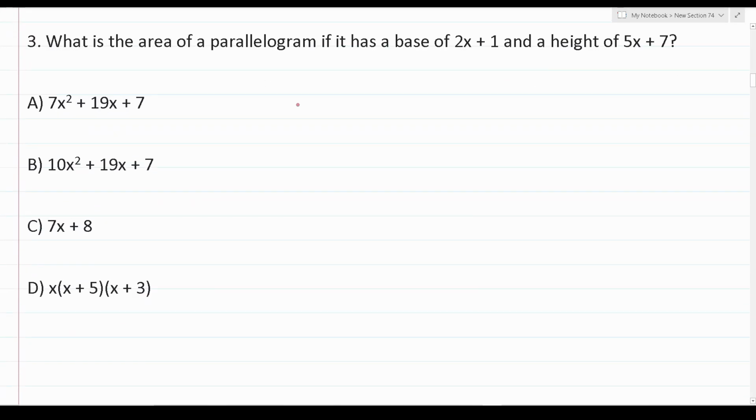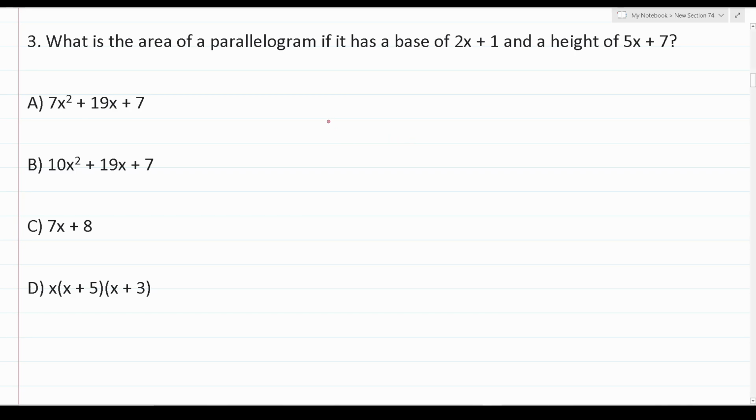All right, so number 3 here says, what is the area of a parallelogram if it has a base of 2x plus 1 and a height of 5x plus 7? All right, so on my website, I have a 13-page reference sheet that's completely free for you to download. That reference sheet actually took me like 4 or 5 days to make. So what I recommend is that you look through it, cross off what you already know, and then focus on memorizing any of those formulas with which you're unfamiliar.